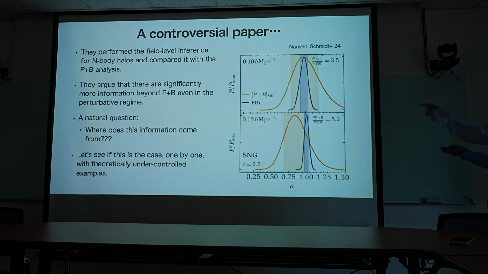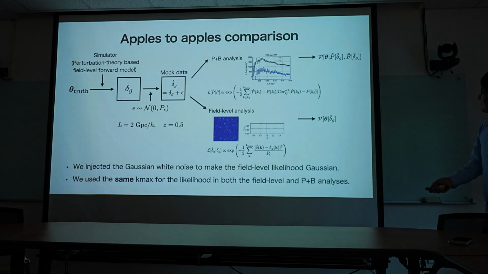than no. For P plus B, they use an SBI. Actually, they didn't include a density-dependent noise in the first draft. That's a problem. But anyway, I think that's too technical. Anyway, what we are trying to do is an apple-to-apple comparison.